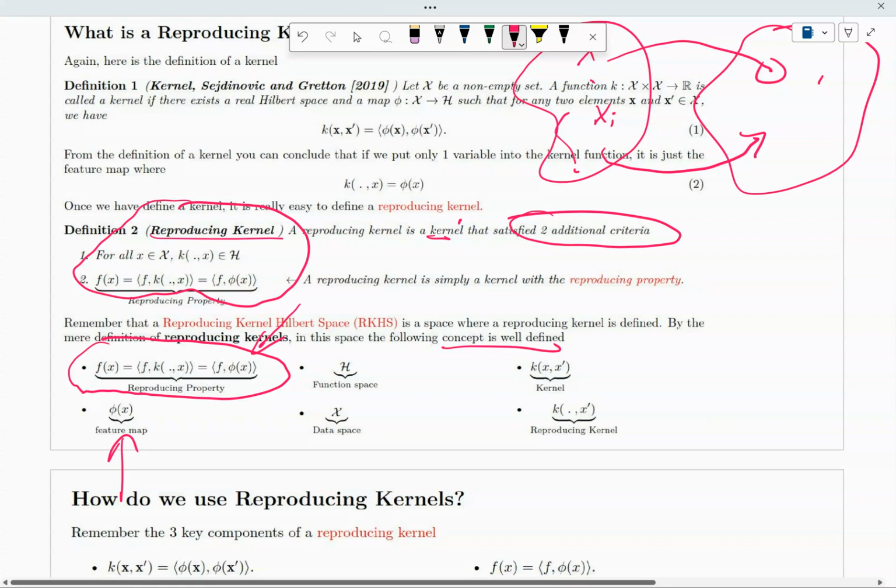We know feature maps exist. We know what a function space is, and data spaces. We know what a kernel function and a reproducing kernel are. So all these concepts are automatically defined if we are talking about reproducing kernel Hilbert space. Okay?